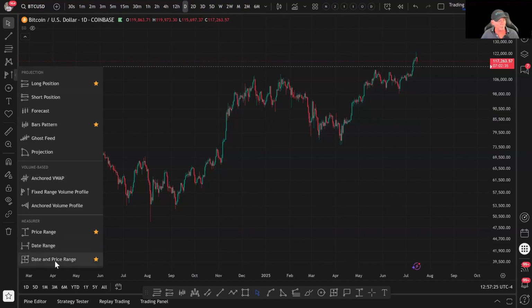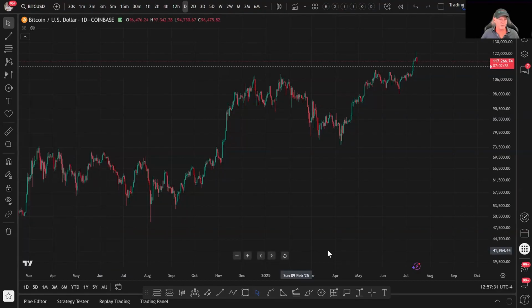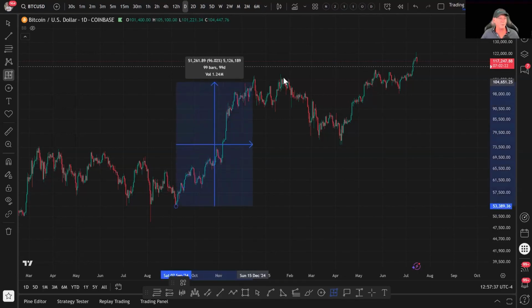The one I do like is date and price range. So you'll want to favorite that one. Here's mine over on my favorites bar. So let's just do it from the favorites bar. And what I want to use that for is to say, all right, what was the date and price range for that?